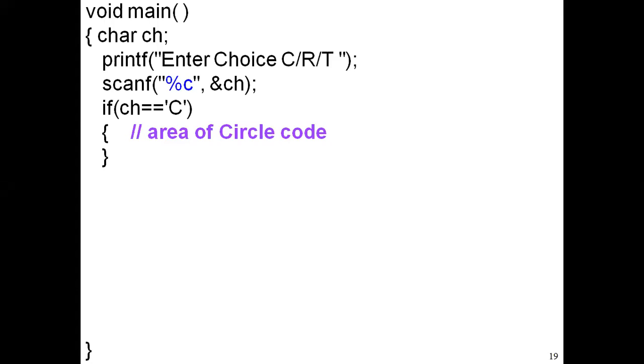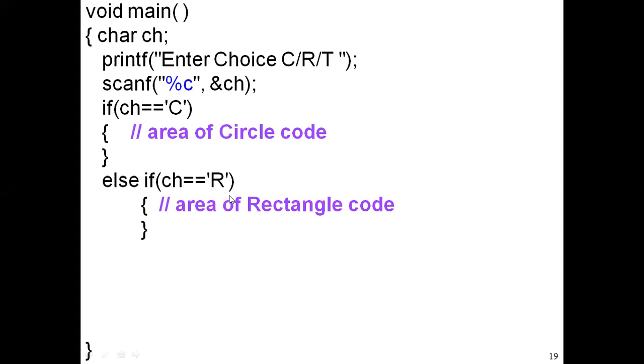Else, what else means? Else means it is not C. So if it is not C, what it can be? It can be R or T. So again, you have to compare. So write else if. Whole idea is to practice nested if else. So else if choice is R, then write the code area of rectangle. Now, if you're observing carefully, this time I have written curly brackets. Why so?